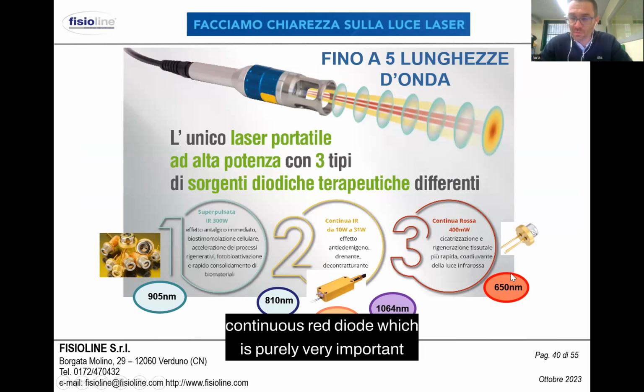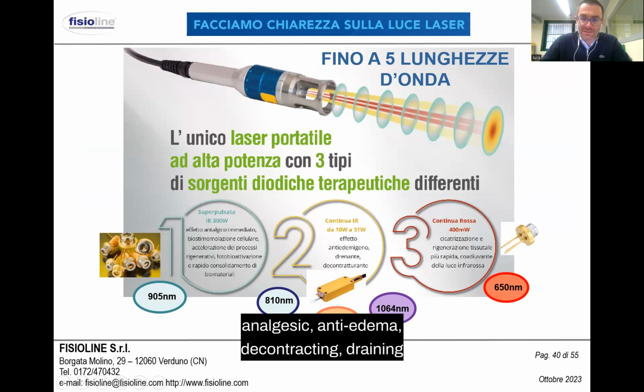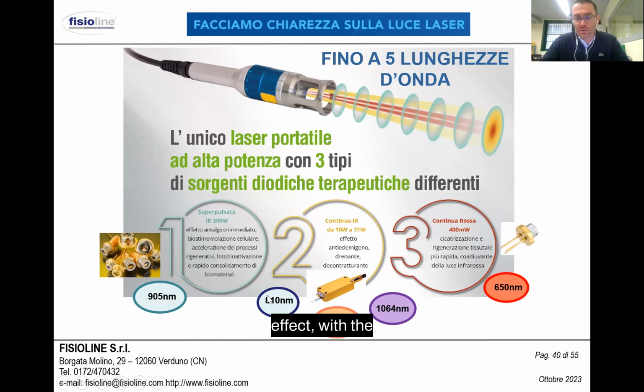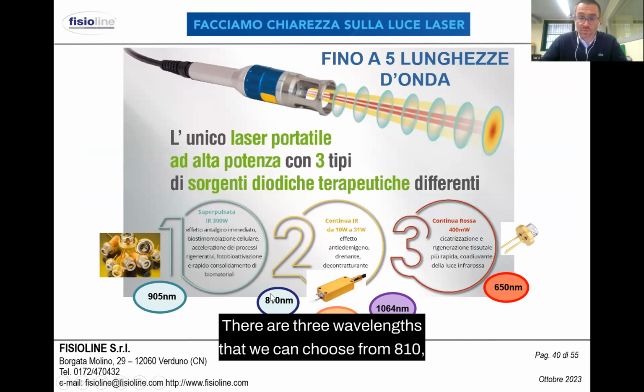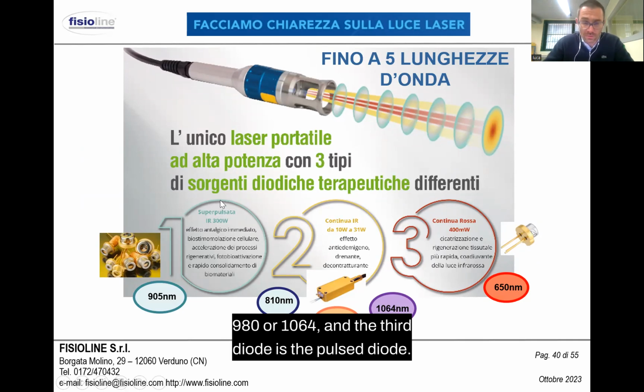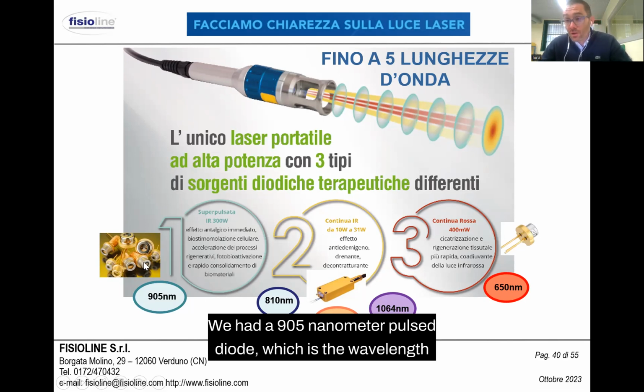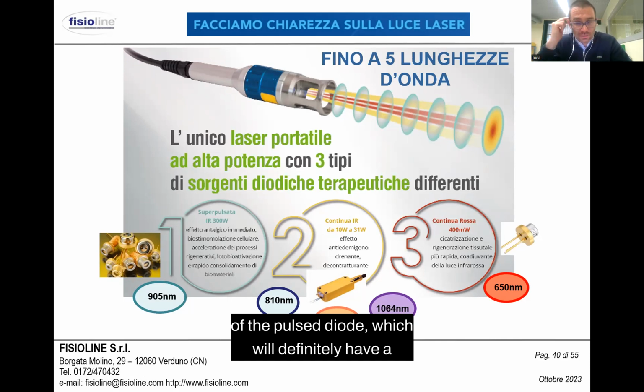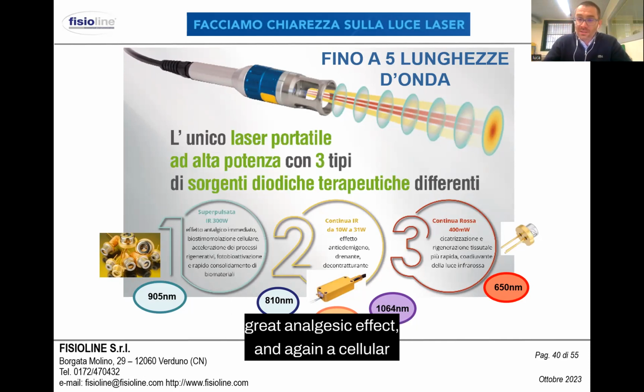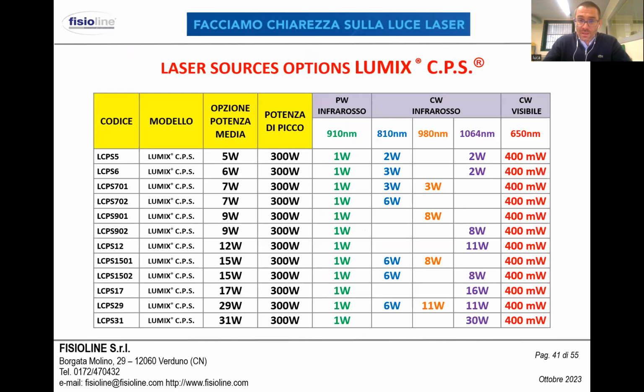So we have our 3 diode sources: a 400 mW continuous red diode, which is very important for tissue healing and regeneration; the continuous diode that can have powers from 5 to 30 W, with an analgesic, anti-edema, decontracting, draining effect, with 3 wavelengths that we can choose from: 810, 980 or 1064; and the third diode is the pulse diode, a 905 nanometer pulse diode, which will definitely have a great analgesic effect, and again a cellular biostimulation effect.